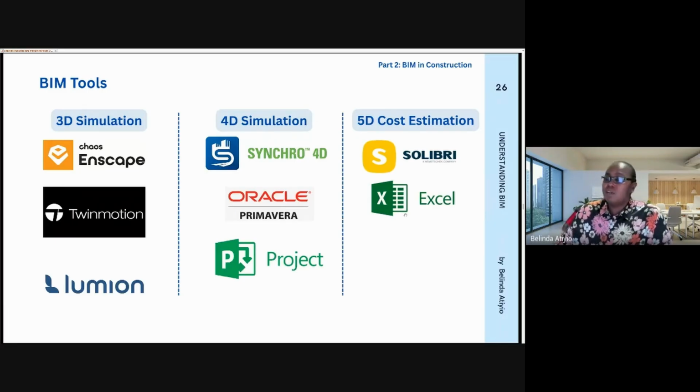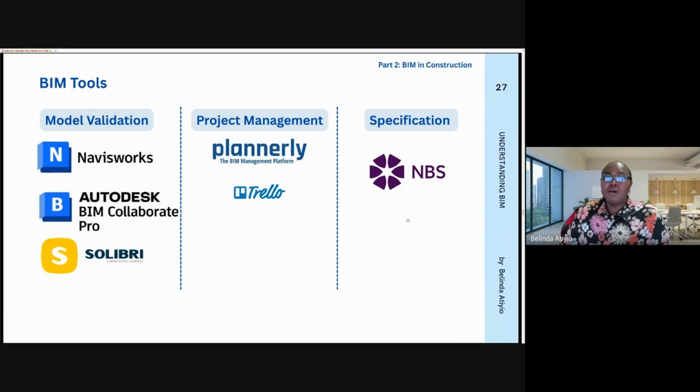I'm sure any other QS here would mention other software that can be used for quantity takeoff as well as for cost estimation. And then model validation is what we usually refer to as clash detection. So you take various disciplines, you put them together, you look for where clashes are. I use Navisworks, Autodesk BIM Collaborate, and Solibri too can do that.